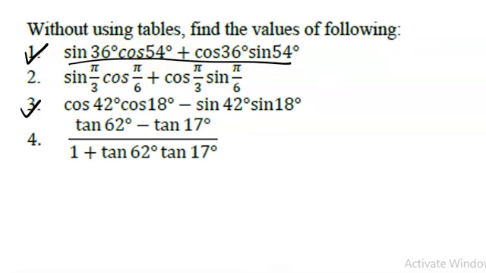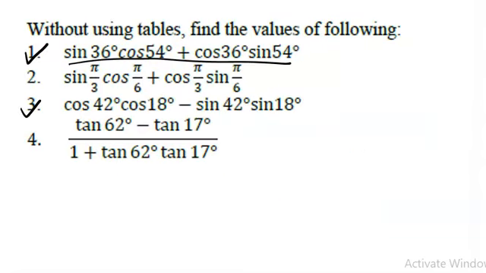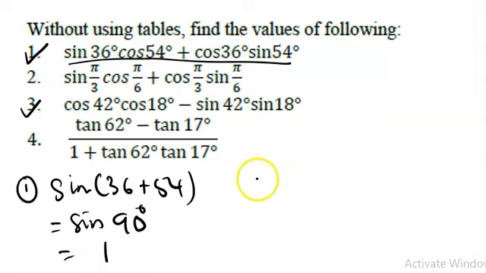Now let's go back to there. So you realize that it will be the same as this. So the first one is the same as sine of 36 plus 54. And 36 plus 54 is 90, so sine 90 degrees. And 90 degrees is a common angle. Sine 90 degrees is 1.